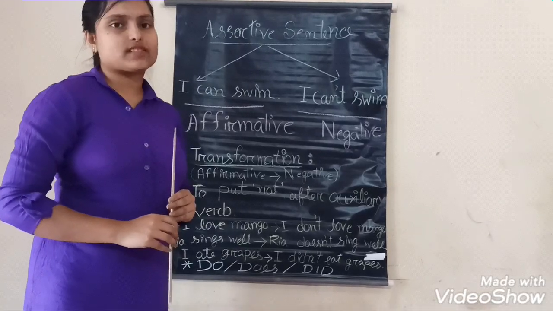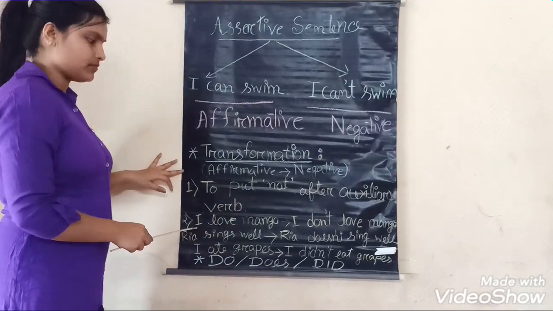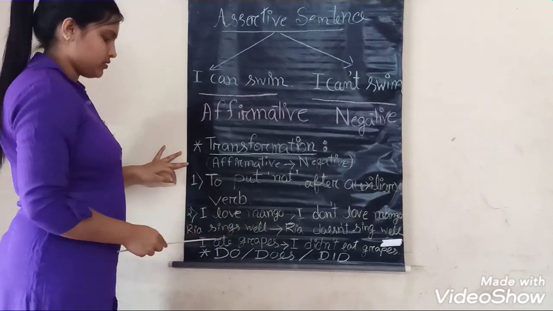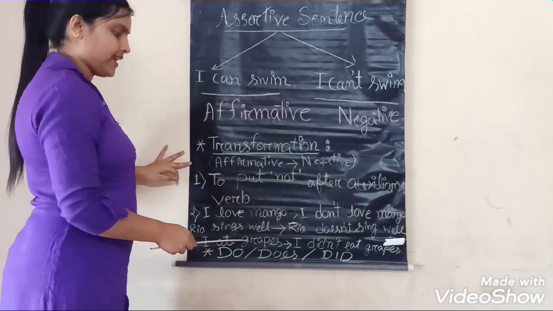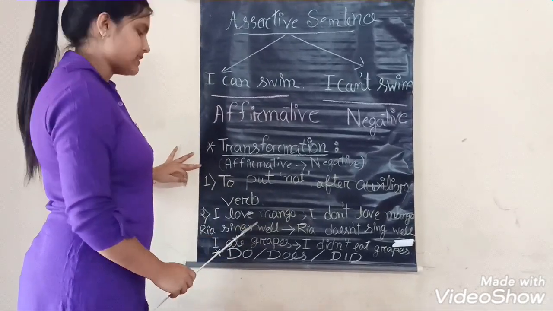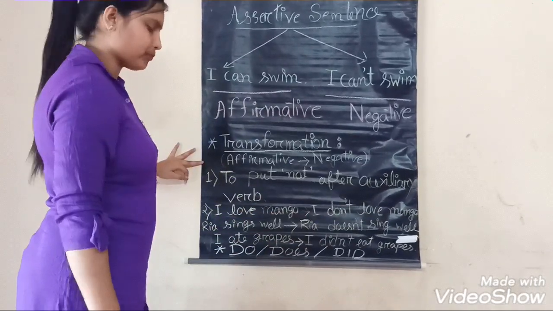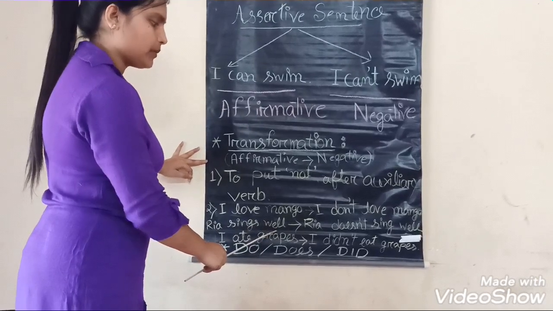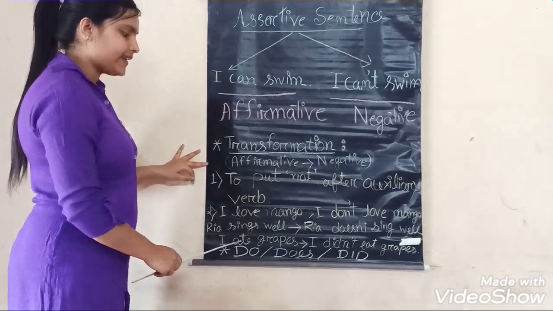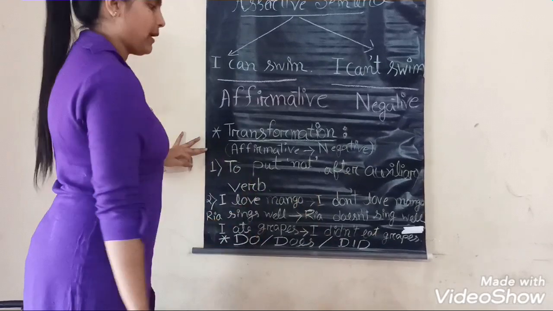Again, to know the next point, here I have mentioned a few examples. First one, I love mango. Next one, Riya sings well. The next one, I ate grapes. Now please look at the changes of these sentences. I love mango becomes I don't love mango. Riya sings well becomes Riya doesn't sing well. And the last one, I ate grapes becomes I didn't eat grapes.